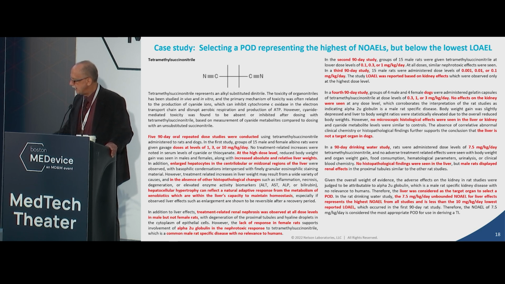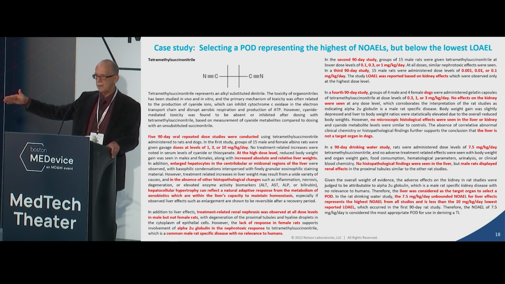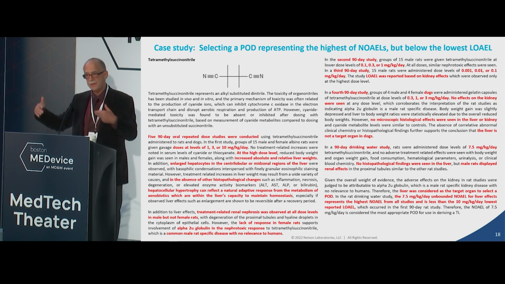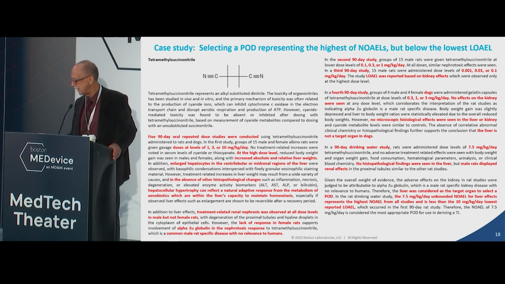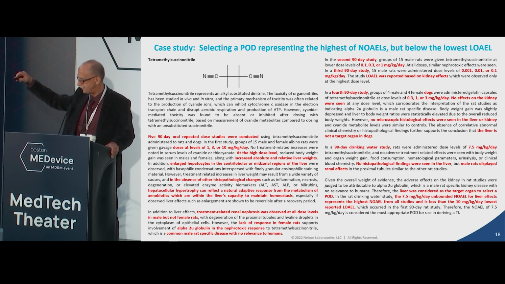So essentially, given the overall weight of evidence, looking at all of these studies, the liver and the kidney were examined, and the kidney effects were attributable to that alpha-2 globulin, a male rat-specific disease with no relevance to humans, pointing to the liver for the point of departure for what tox value to use. The highest no effect level was 7.5, and that's below the lowest low effect level of 10. That's the value you want to pick, provided all studies are equally representative.